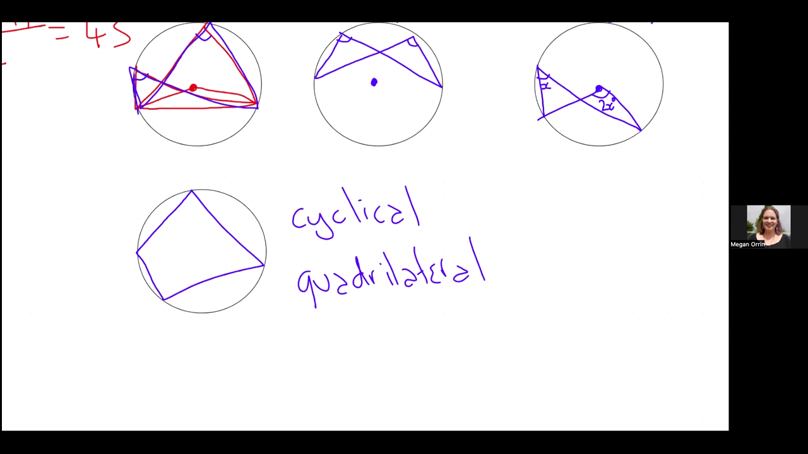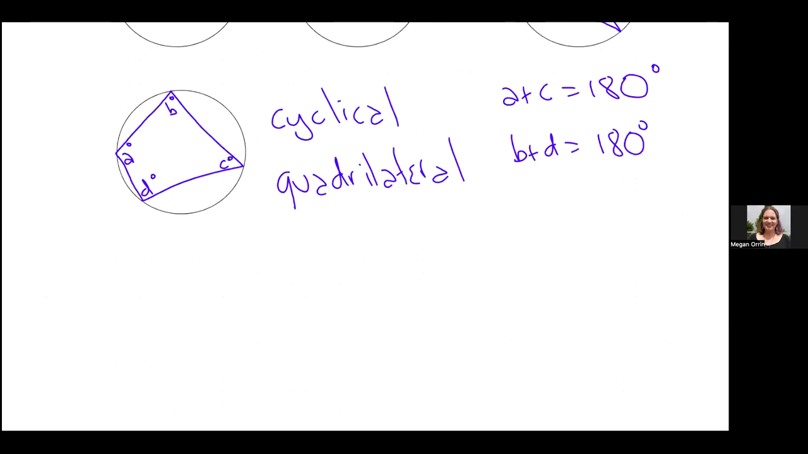That means there are things that we can always know. So if this is A, B, C, and D degrees, right? These are all degrees. A and C always equal 180, and B and D always equal 180. So opposite angles in a cyclic quadrilateral always equal 180. Okay, so this is very helpful information. So let me give you an example of how we can use that to work some stuff out.